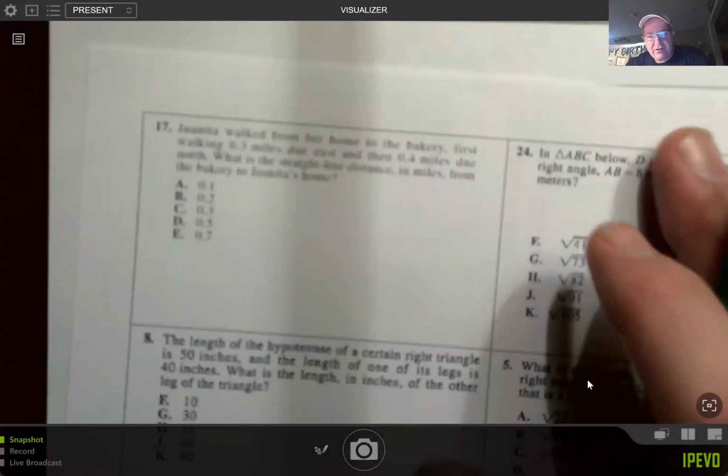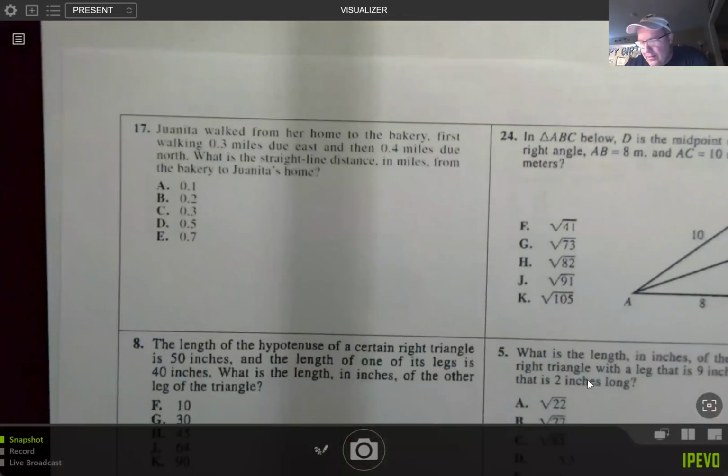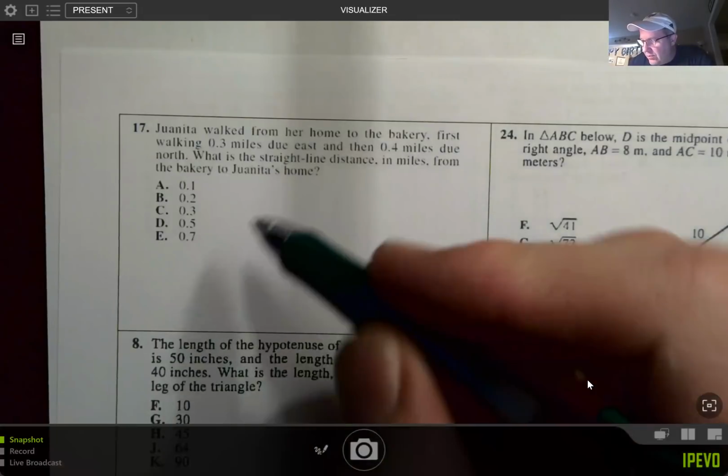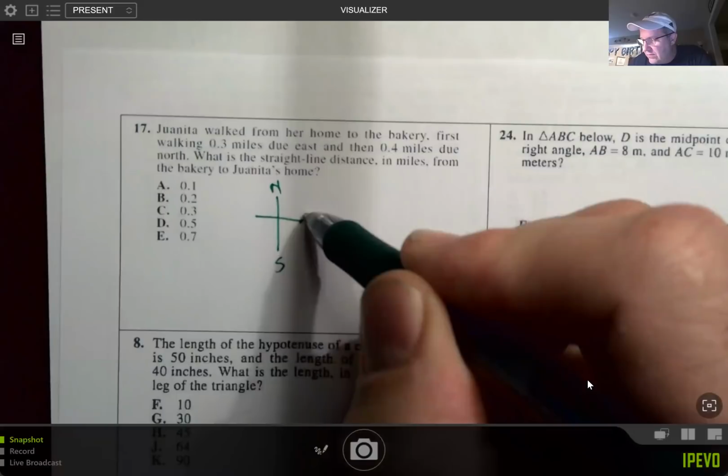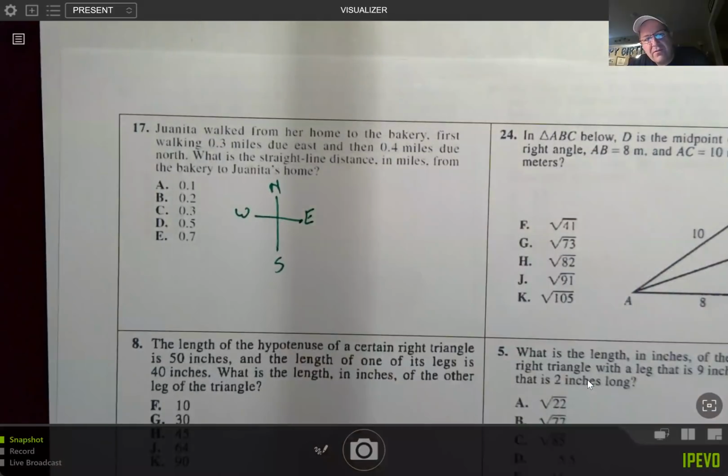Let's go ahead and do this one. The ACT likes to do these walking questions sometimes. We kind of have to know that we go north, south, east, west, and we need to draw the picture. One of the really good ACT techniques is to draw the darn picture. Drawing the picture helps you out.